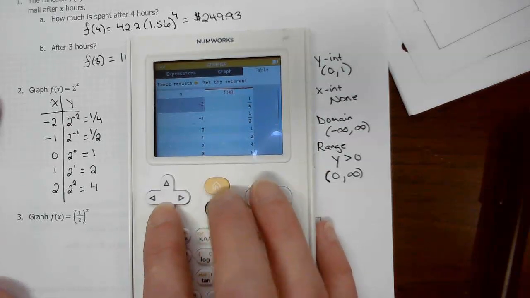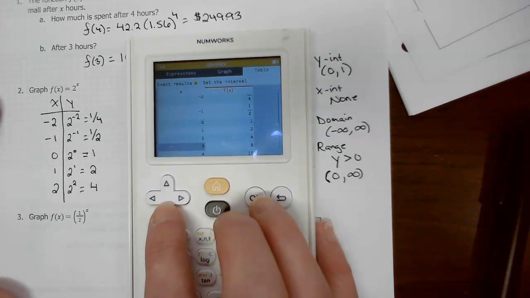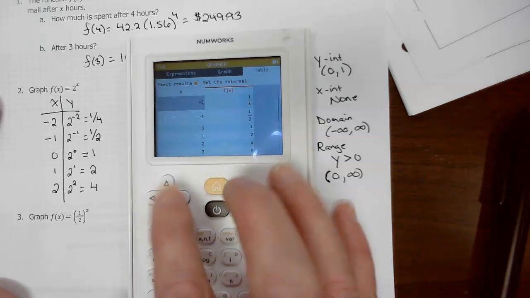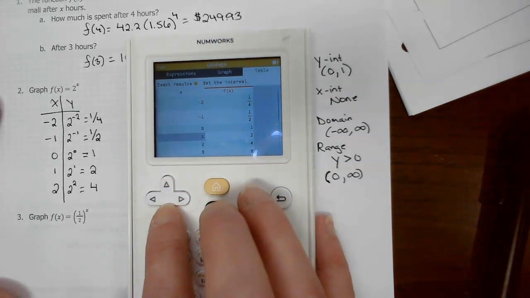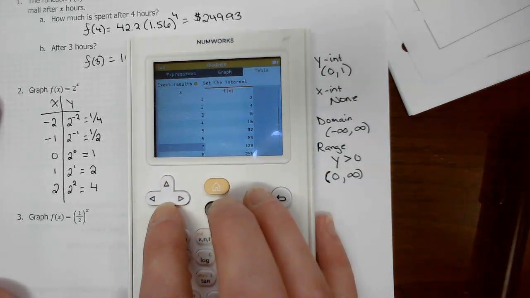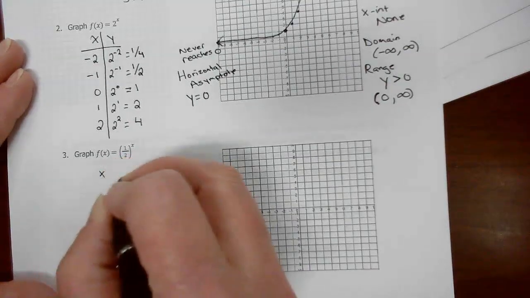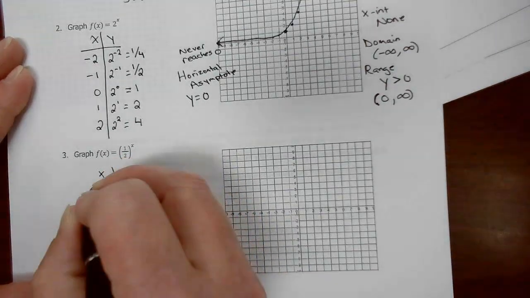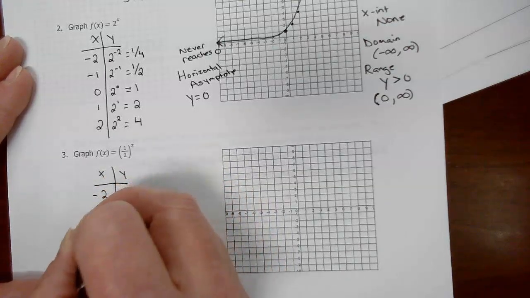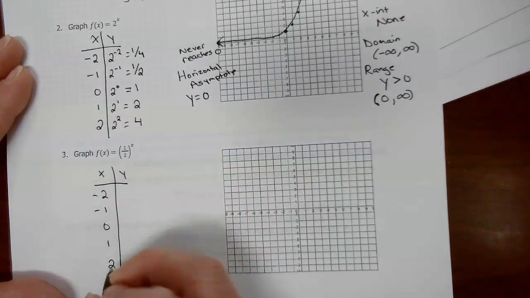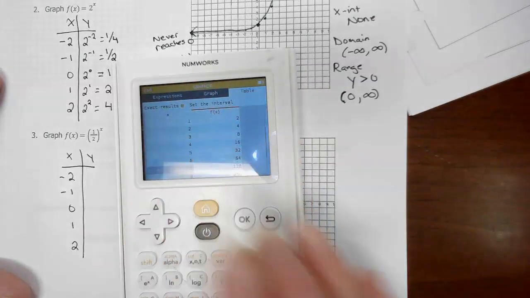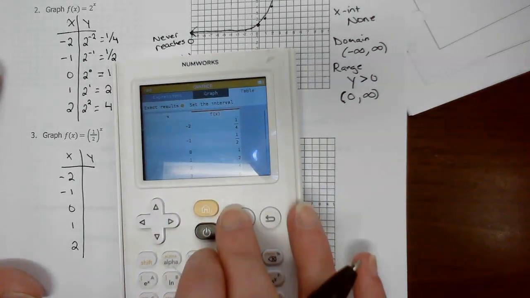If I change that to exact results, look, it's actually giving me the fractions 1/2, 1/4 instead of saying 0.5, 0.25. And we can see those values. So if I do 1/2 to the x, I'm going to do the same thing, -2 to 2, but let's use the calculator to make the table this time.